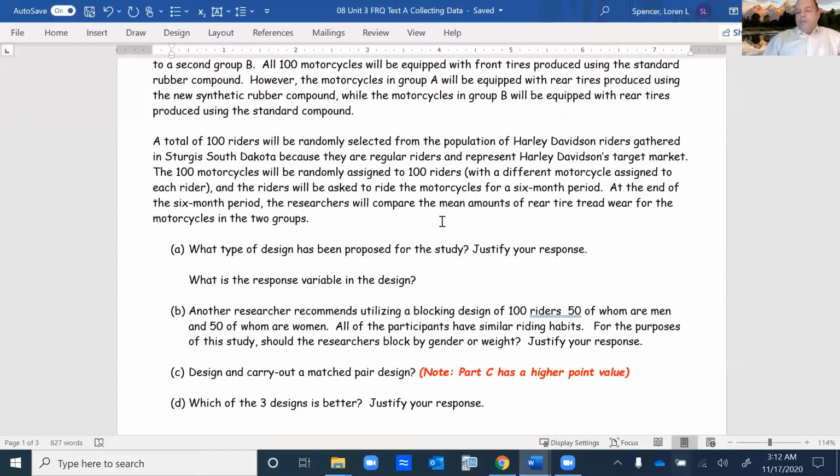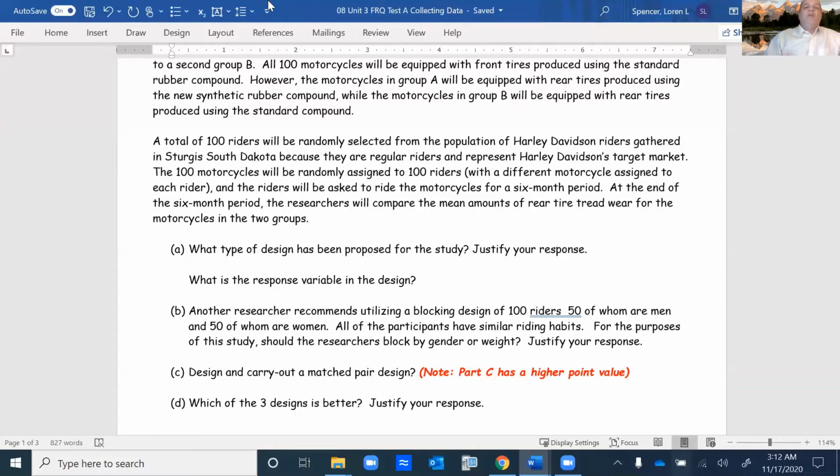Well, basically, you have two different treatment groups. You have a treatment group with a synthetic tire in the rear and one with a standard tire in the rear. And we have 100 different subjects, and these are the riders. And basically, they're going to randomly assign them. Well, in this case, they're randomly assigning 100 riders, and the way they're doing that is they're putting all the names in a hat. Even though they didn't say that, you can surmise it, because that's what they're doing, putting all the names in a single hat.